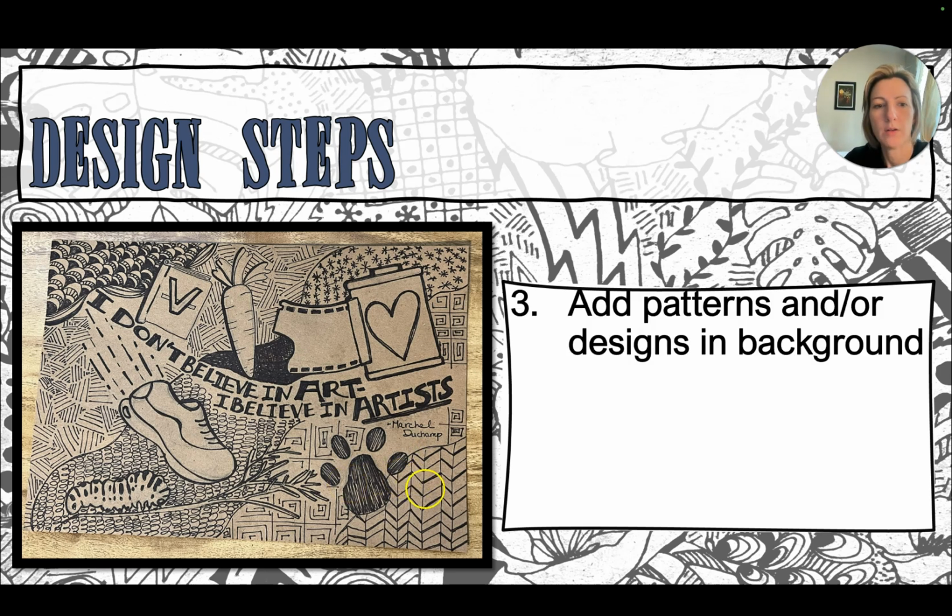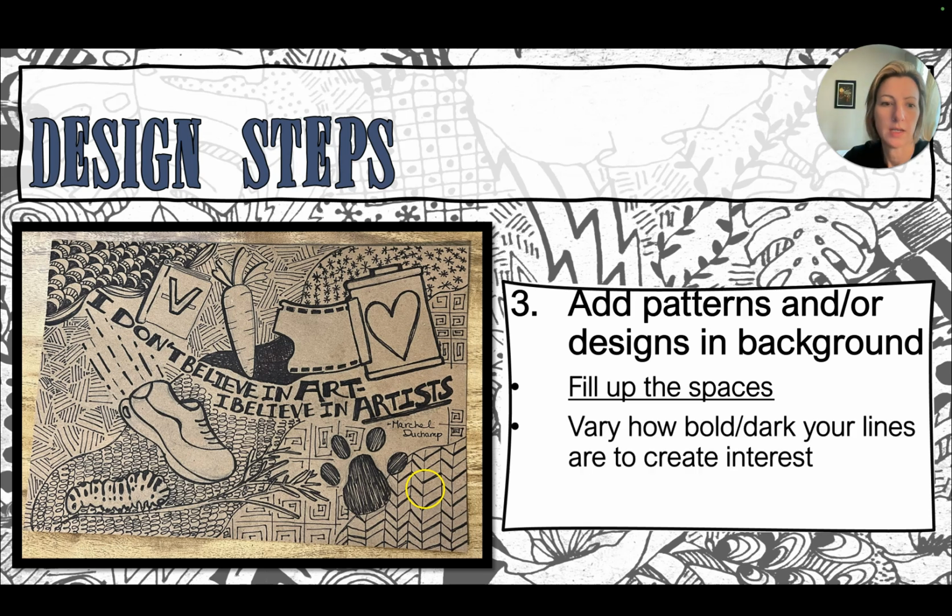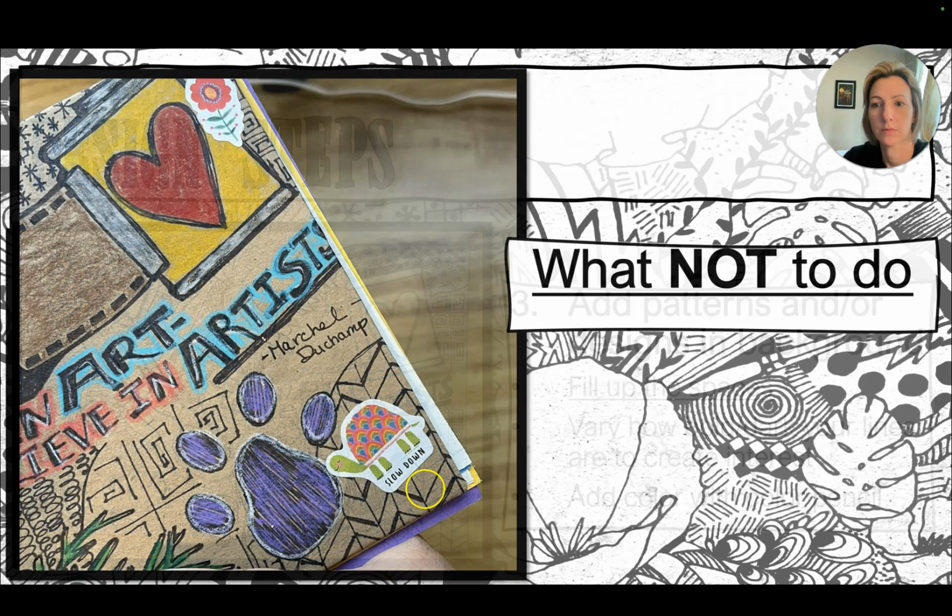So you're going to add patterns and/or designs in the background. The bigger your symbols, the less patterns you're going to have to do in the background. Going back, I kind of wish I would have made my symbols a little bit bigger. Remember, fill up the space. I don't want to see any empty space. And then again, vary how bold or dark your lines are to create a more interesting look. Then you're going to go back in and add color with color pencil in certain areas. You can color the whole thing or just certain areas. It's kind of up to you.